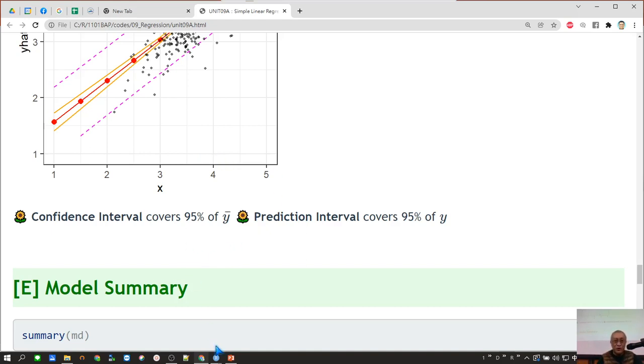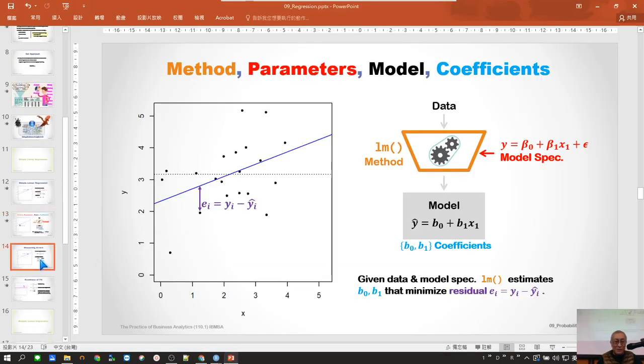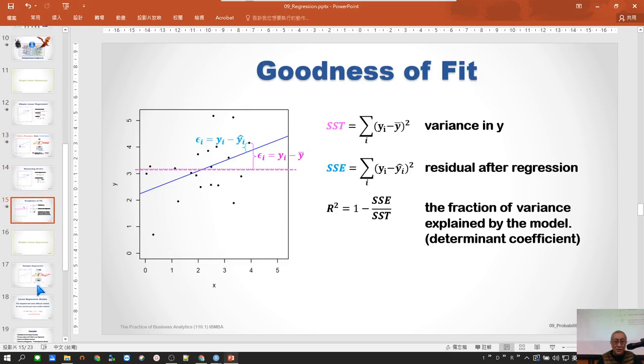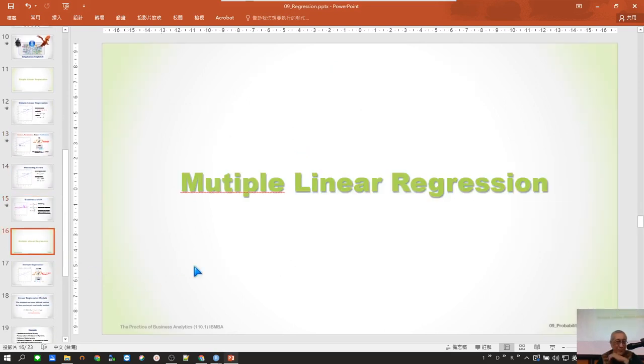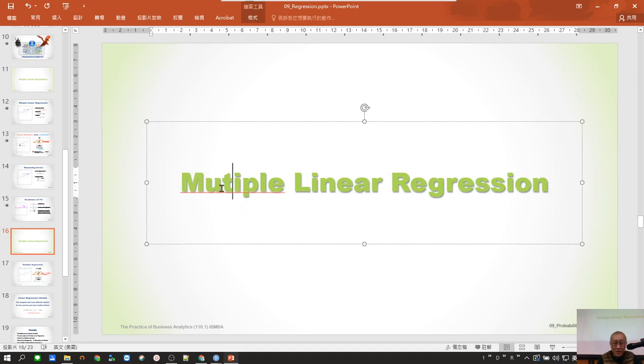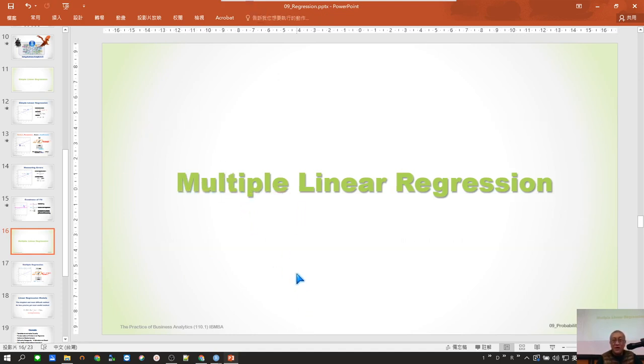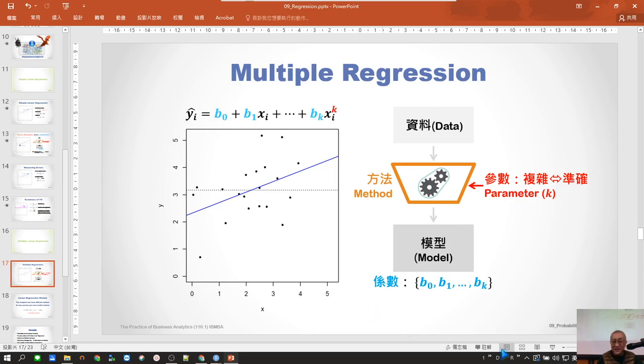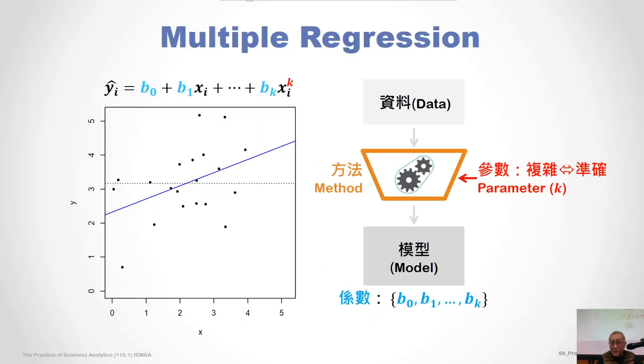Now, let's move on. We have covered simple regression, so let's go into multiple linear regression. Excuse me, I should say that all of these Chinese characters come with English, so it's not a problem.